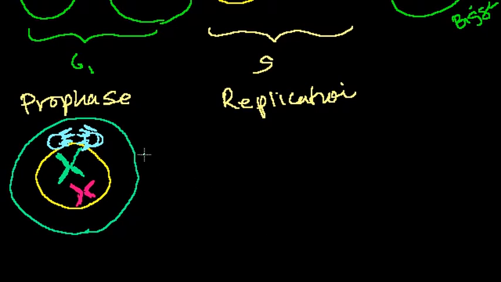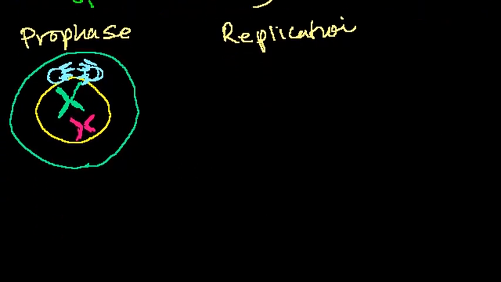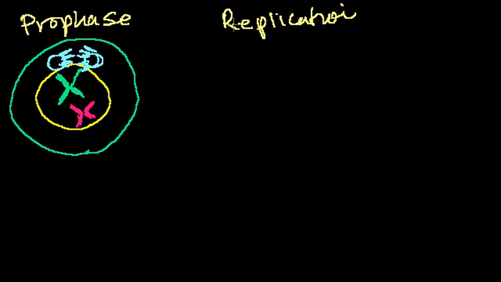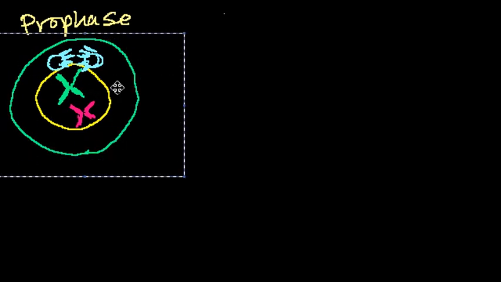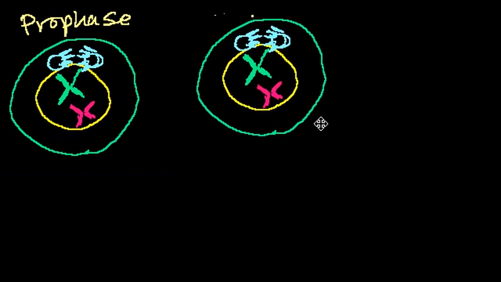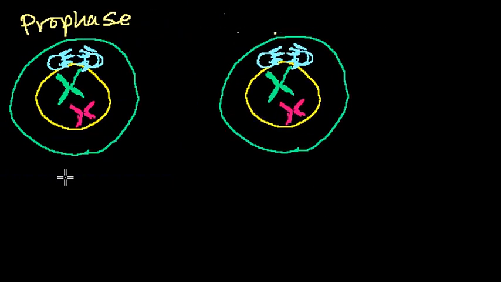Now, as prophase progresses, it eventually gets to the point where, let me do it. I don't want this word replication written here. It makes it confusing. Let me delete that. So as prophase progresses, the nuclear envelope actually disappears. So let me redraw this. Let me copy and paste what I've done before. Put it there. So as prophase progresses, there you go.